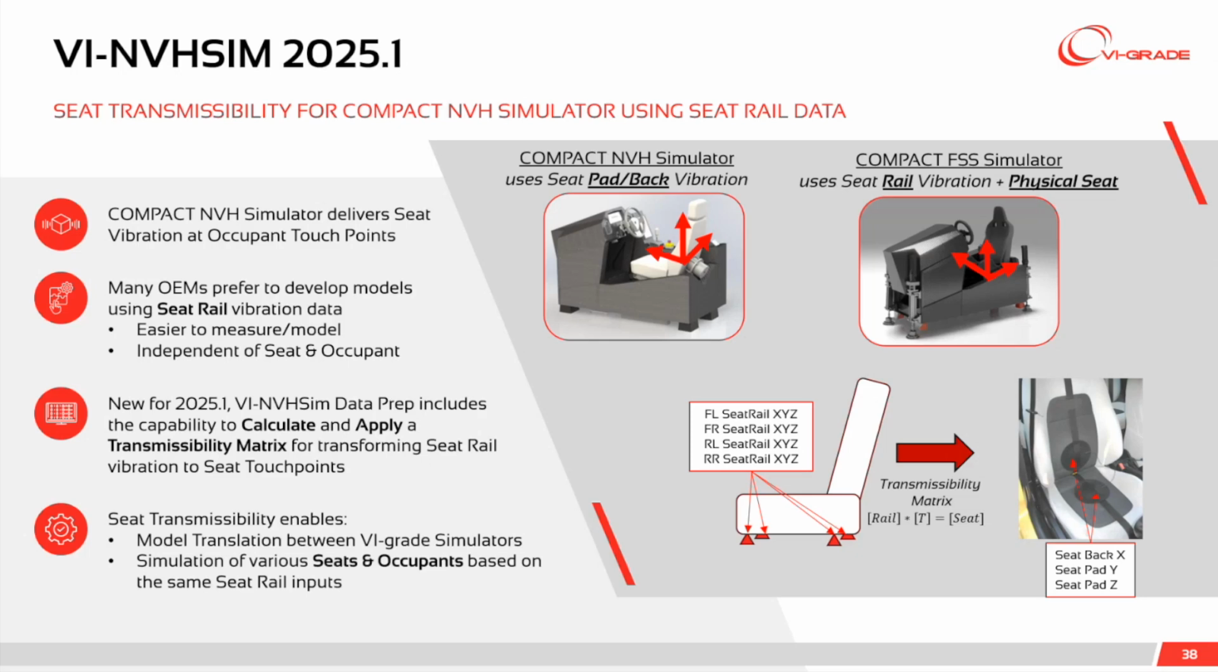It also has the added benefit that we now have improved translatability of Compact NVH models into Compact FSS models and vice versa. So we can switch between those and basically use the seat rail points as common seat vibration points, with a little bit of post-processing or pre-processing, as it were, to be able to prepare those for Compact NVH. But it's much easier now to take your FSS models, take them to NVH, and vice versa. So quite a bit of excitement is generated here with the seat transmissibility approach. And I hope you'll have a chance to experience that very soon.